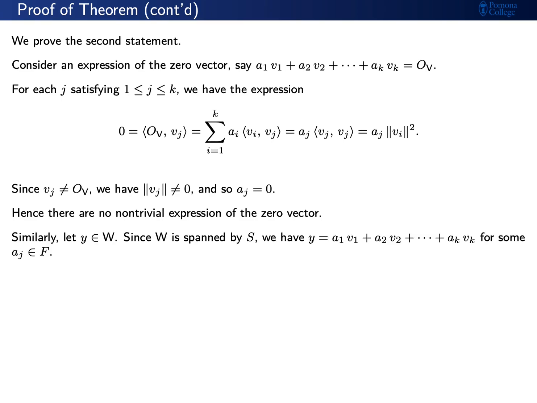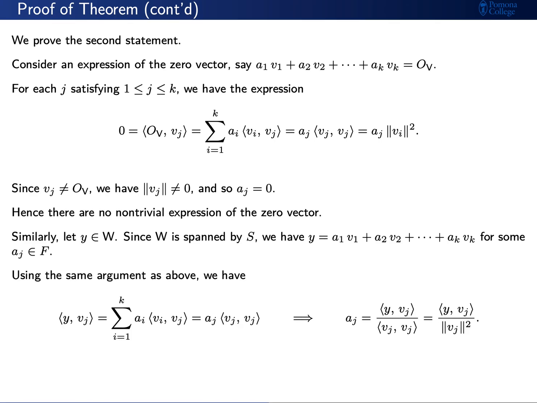Now, we'd like to show that we actually do have our expression involving the linear combination of any vector y as an explicit formula. So let's say that y is in W. Since W is spanned by our set S, we know that y is a linear combination of our vectors v sub i.